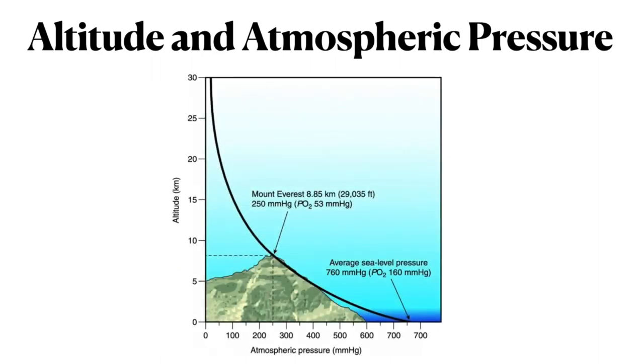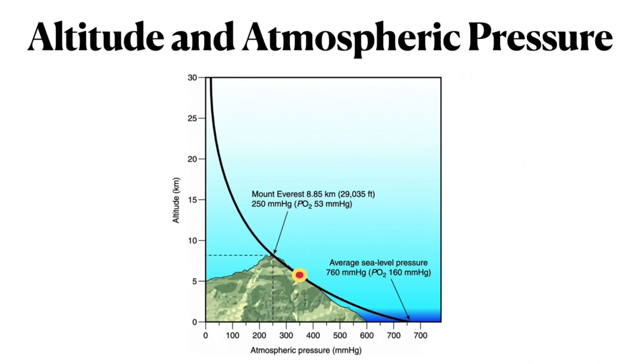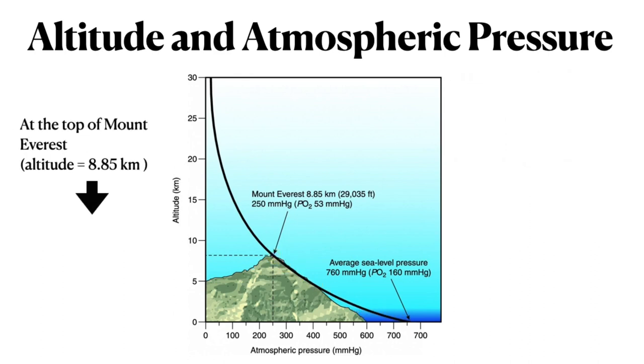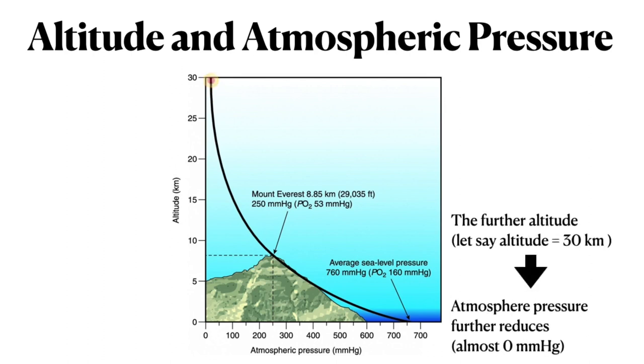As you can see from the graph here, at the ground level, the atmospheric pressure is 760 millimeter mercury, which is a big value. When we elevate further upward, let's say we are at the top of Mount Everest with the altitude 8.85 kilometer, the atmospheric pressure reduces to 250 millimeter mercury. Next, when we skyrocket further upward, let's say at altitude 30 km from the ground, the atmospheric pressure reduces further to almost zero.